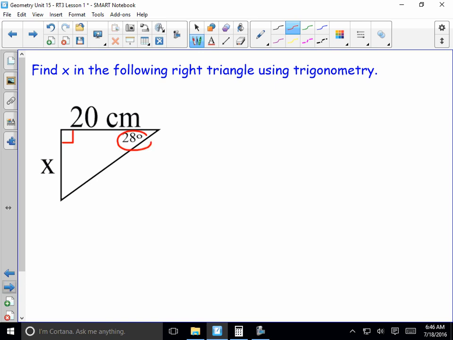Okay, here is our reference point. So x is the opposite. This is our hypotenuse, and 20 is the adjacent. Okay, so I have an opposite and an adjacent of the 28. So if I use opposite and adjacent, x over 20, I'm using the tangent function of the 28, and then I just want to put it over 1 and cross multiply and solve.